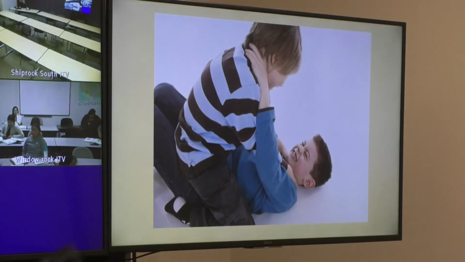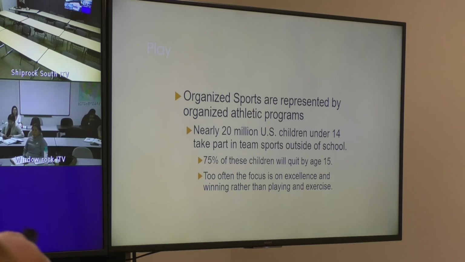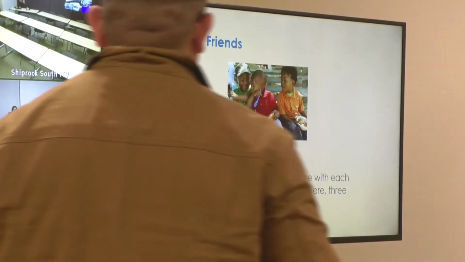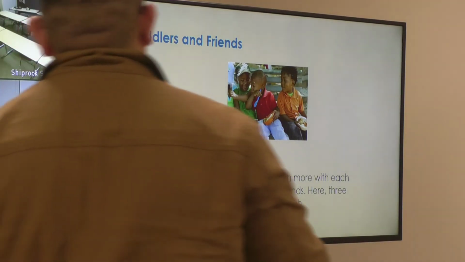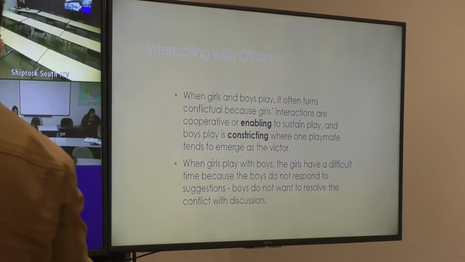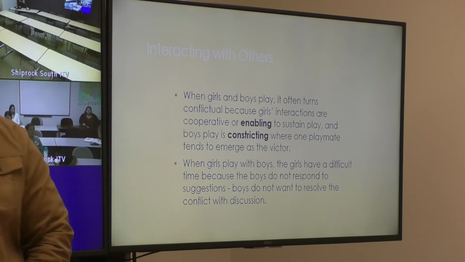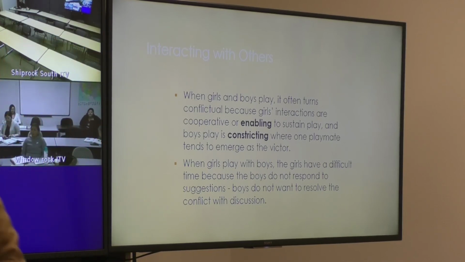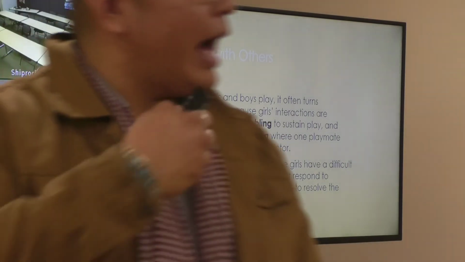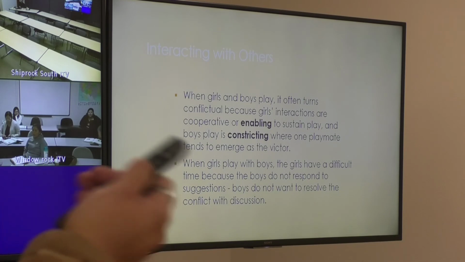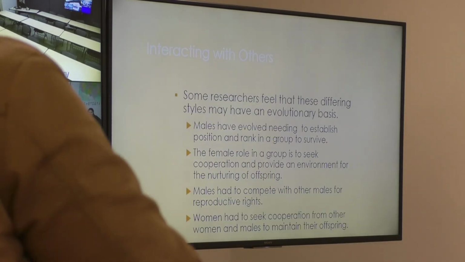Or if you have brothers and brothers, that's what's usually happening. Organized sports, again, we look at the outlook of organized athleticism. Within that, you have toddlers and friends. They smile more. They have more friends. Enabling: cooperative or enabling play sustains play, while boys' play is constricting, where one playmate tends to emerge as the victor. That's where they say, "I am so-and-so." I remember when Terminator came out, I was Terminator, and my cousin was T-1000, because he loses every time.